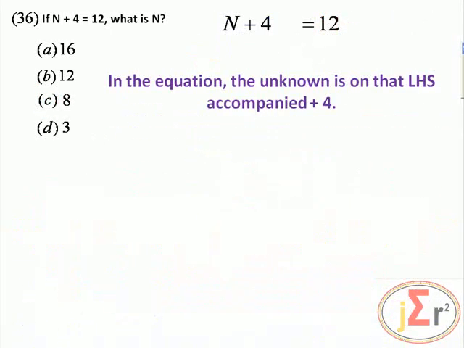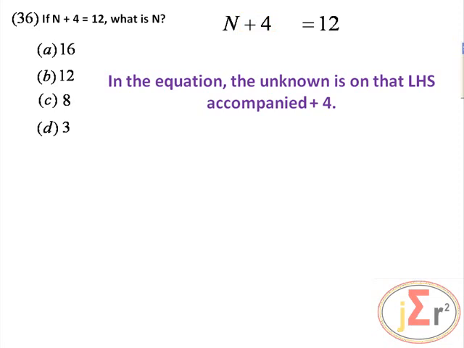In the equation, the unknown is on the left hand side, accompanied by a positive 4 or plus 4. So what we have here is an equation. We use two things to identify that expression as an equation. One, this equal sign. Equation, equal. And two, the fact that we need to find the value of an unknown, which is n.